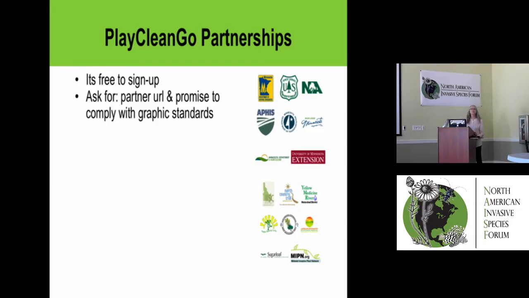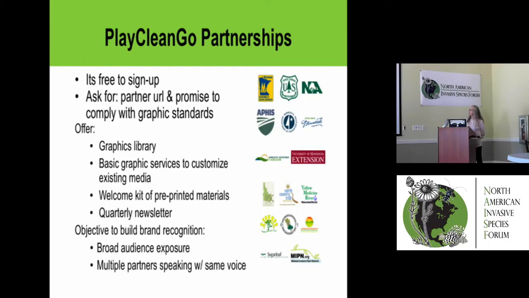What we ask from our partners is their URL and a promise to comply with our graphic standards. We then post that on our website. We also ask that they post a link to our website from theirs. Then we offer the graphics library, so as soon as you sign up as a Play Clean Go partner, you're given an invitation to our Dropbox library account. Basic graphic services, a lot like Lee does, to swap photos, to add a logo, to tweak the language.